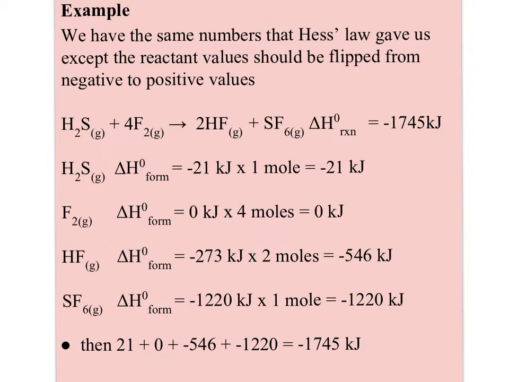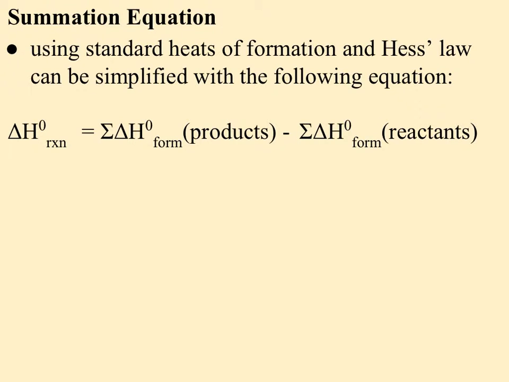So what scientists found is that Hess's law can be extended or adjusted to what they now call the summation equation, which says using standard heats of formation and Hess's law, you can simplify it with the following equation. Your heat of reaction should be equal to the sum of the heat of formation for the products minus the sum of the heat of formation for the reactants, which means you find the heat of formation for each substance involved, whether it's a product or reactant, and you multiply it by the number of moles called for in your balanced reaction, and you should be able to calculate your heat of reaction.